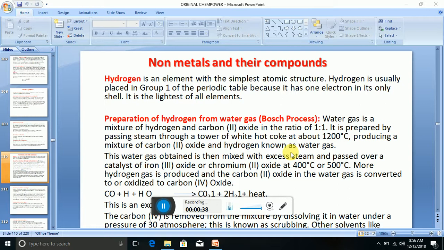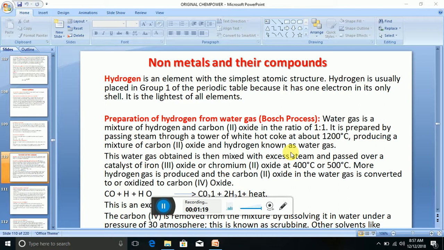Preparation of hydrogen from water gas, also known as the Bosch process. Water gas is a mixture of hydrogen and carbon(II) oxide in the ratio of 1:1. It is prepared by passing steam through a tower of white hot coke at about 1200 degrees Celsius, producing a mixture of carbon(II) oxide and hydrogen known as water gas.